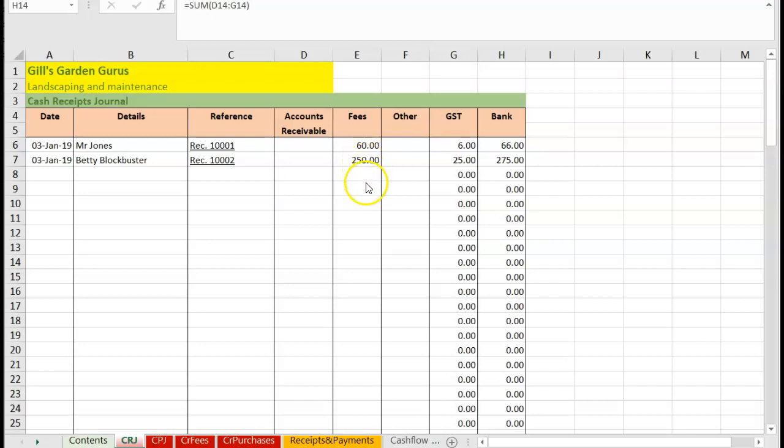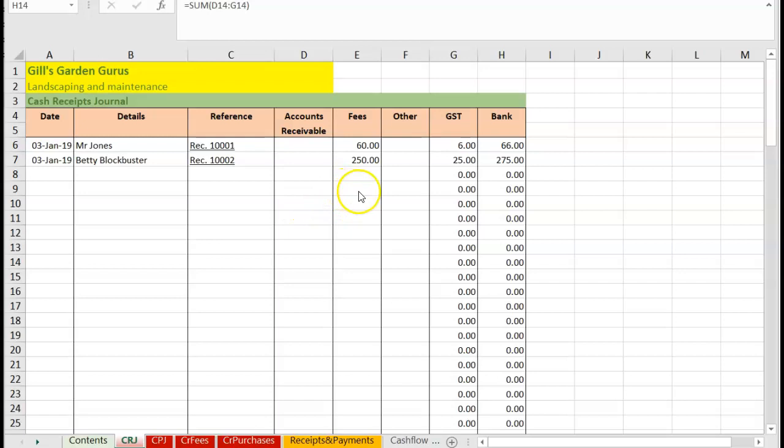So there's our fees for cash fees. Any other, so we don't need to have a column for every particular receipt that we receive. Otherwise, the spreadsheet gets too unwieldy. So we just have a column for the most common types of fees, and then we tend to just lump all the others together in another column, and then we trace it back through our details over here in the second column.